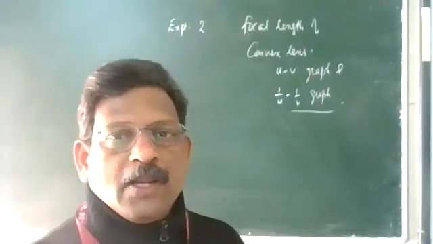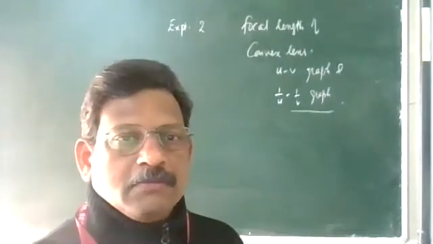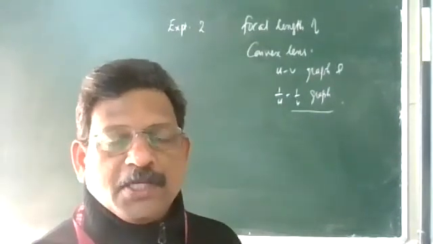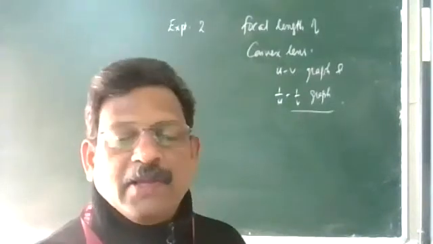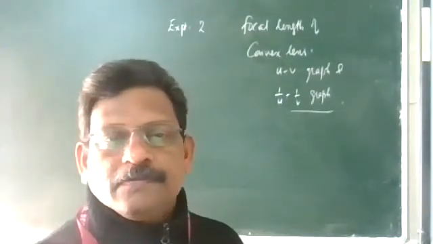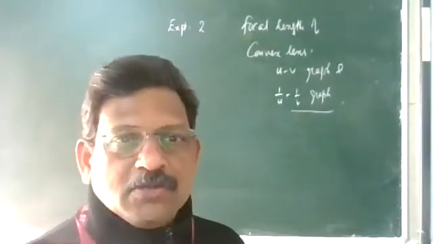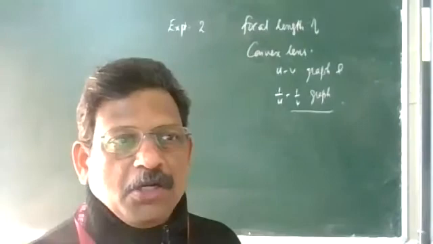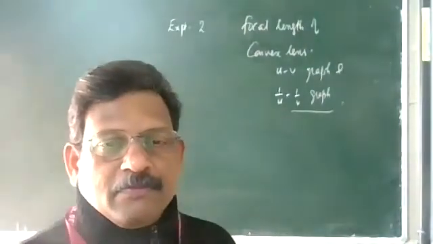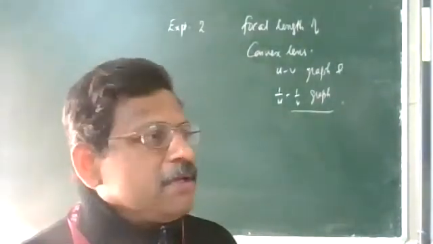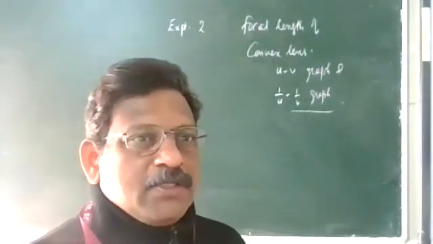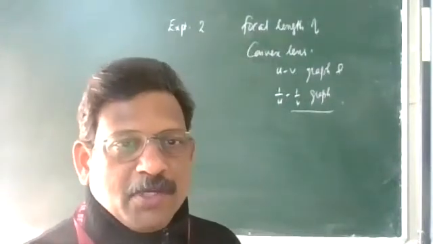And you all are well aware of the image formation by a convex lens. When the object is at infinity, where will the image be, Mohammed? Any idea? At focus, real, inverted, and diminished. Coming a little closer, beyond 2f, the image will be between f and 2f, real, inverted, diminished.